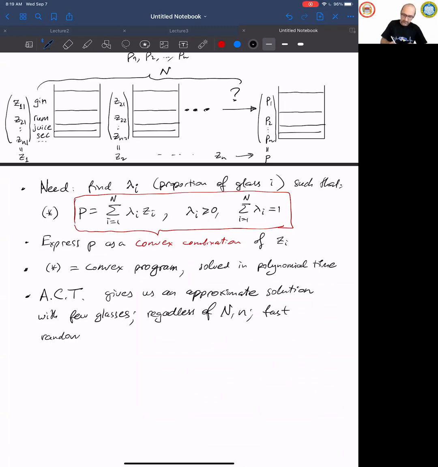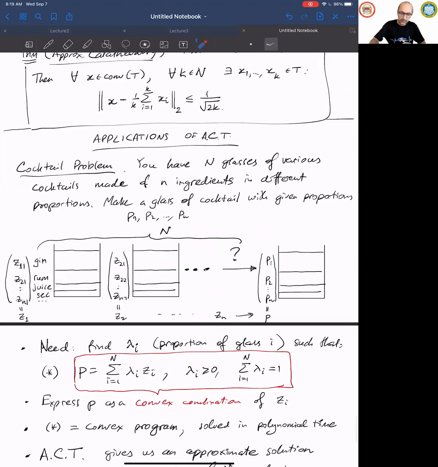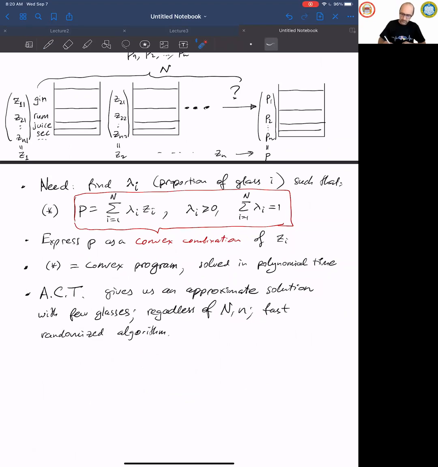There is a fast randomized algorithm behind the theorem. The theorem itself, as we stated it, only guarantees the existence. But if we remember how we proved it, it was a randomized sampling algorithm, and you can just make the proof into an algorithm, and that just works. Additionally, it gives you the same equal proportions lambda i. It just tells you which glasses to mix.